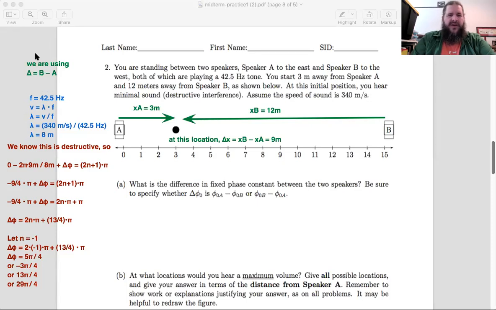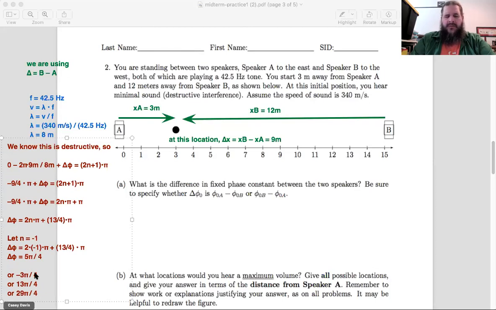And of course, if you're subtracting in the other order, if you're subtracting a minus b, you'll just get the opposites of all these. So you could use -5 pi over 4 or +3 pi over 4 or -13 pi over 4 and so on. And how do we get two phase constants? The only one from n equals -1 was the 5 pi over 4. So 5 pi over 4 is what we get if we use n equals -1. These other ones were for other n values.